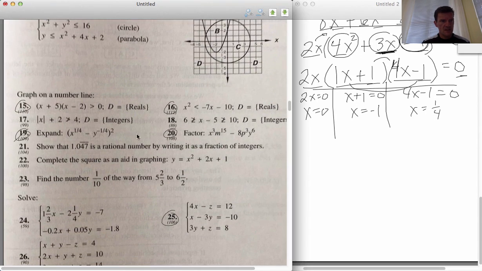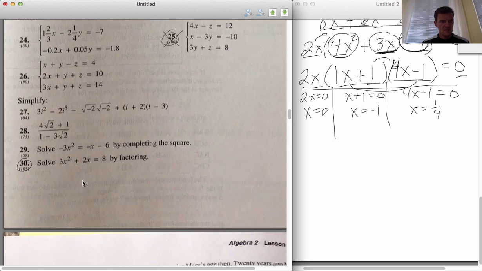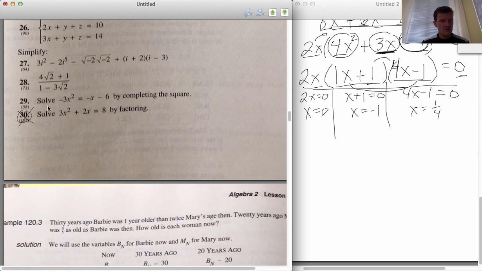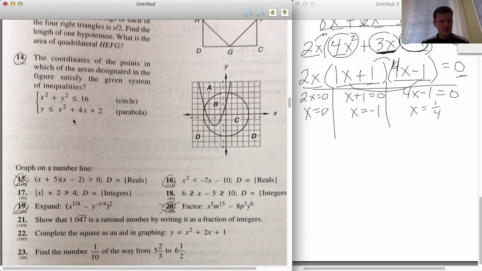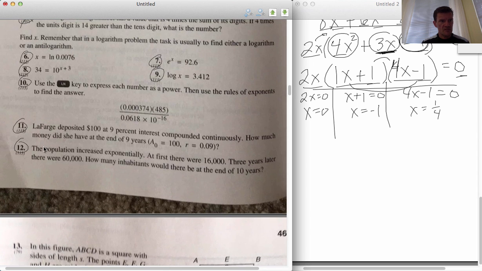I'm not going to do that one. I'm not going to do that one. I don't see a 111. So maybe we'll have to come back to that.